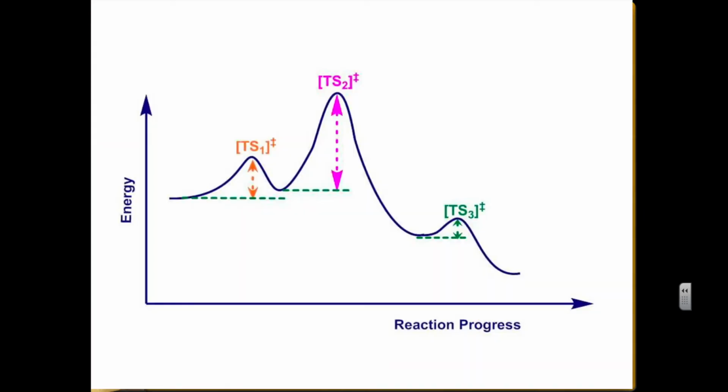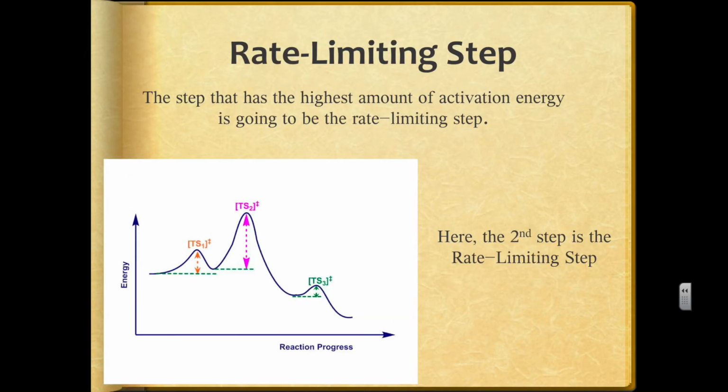Now you can see energy profiles here. Pop quiz, how many steps does this one have? It has 3, right? Because it has 3 humps, right? So now, which one is the rate limiting step? Well, the rate limiting step is going to be the one with the highest amount of activation energy. So in this one, the second step is the rate limiting step because that has the highest jump.